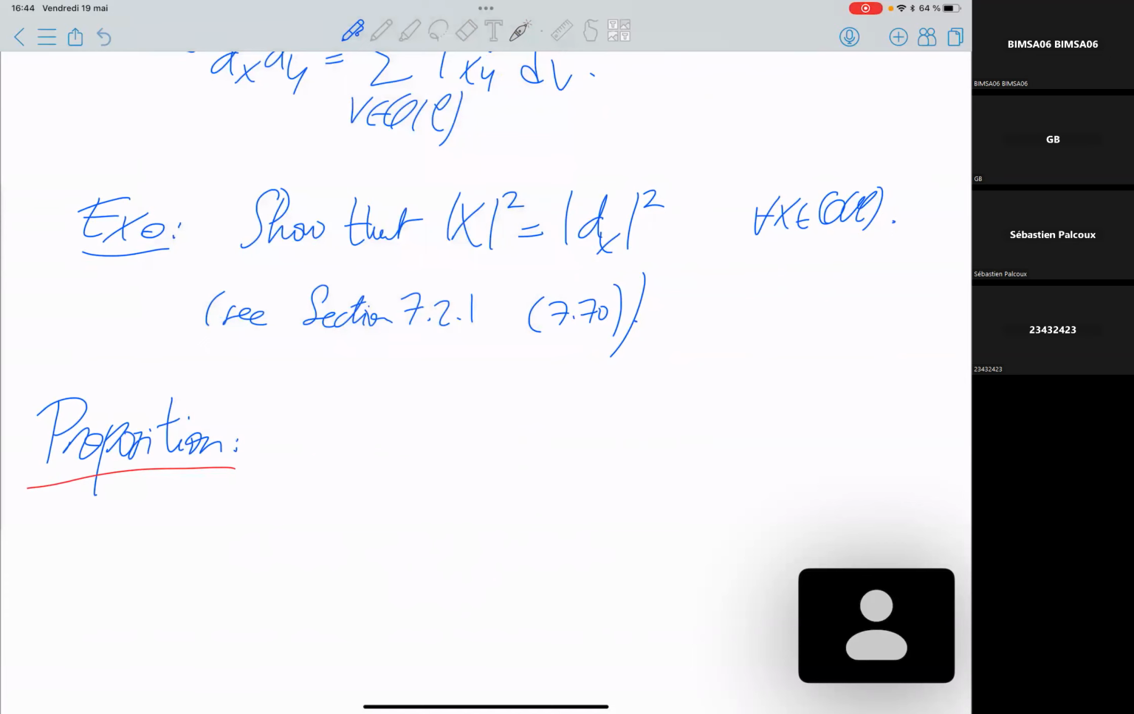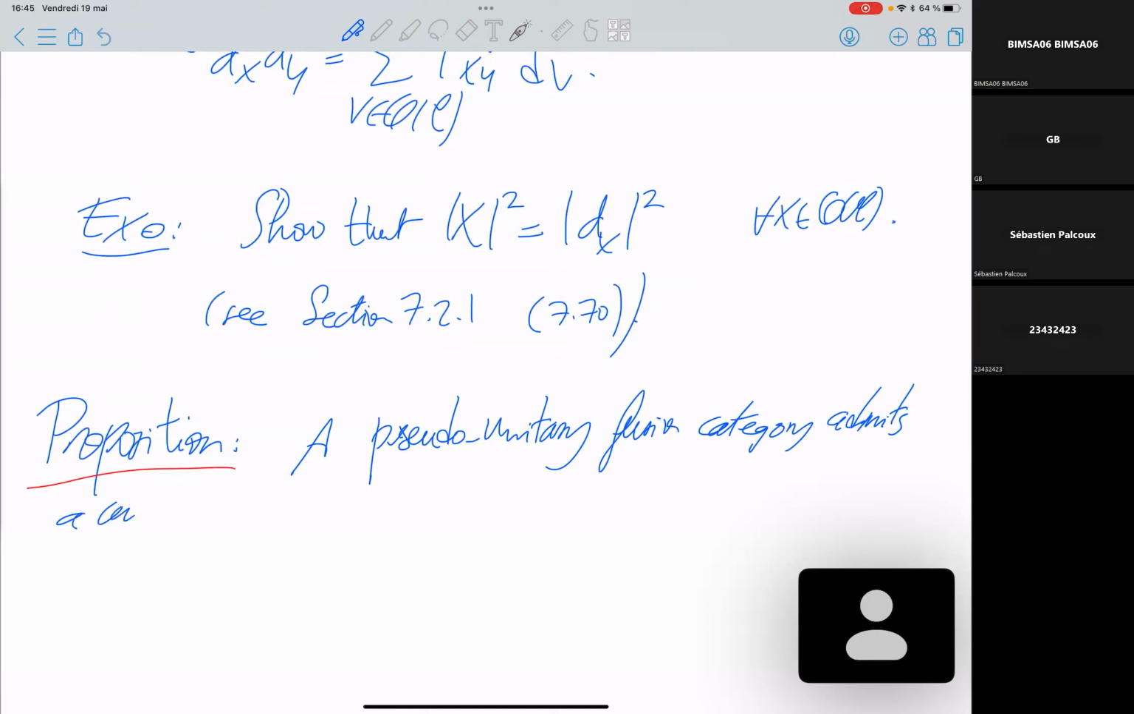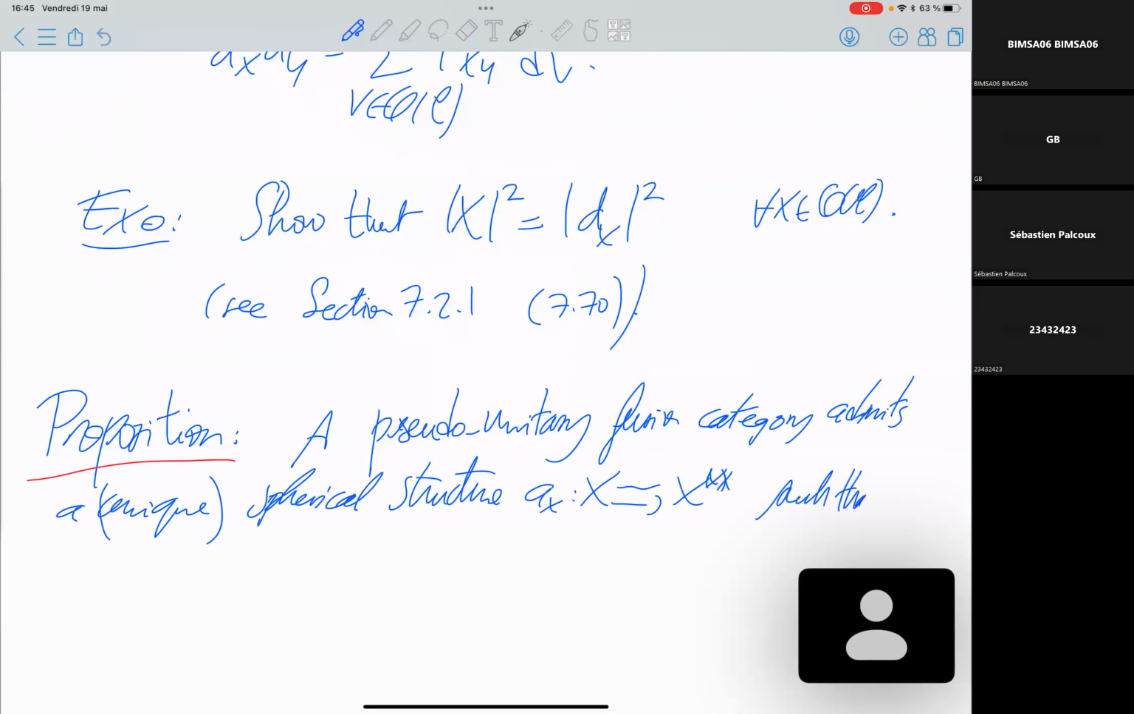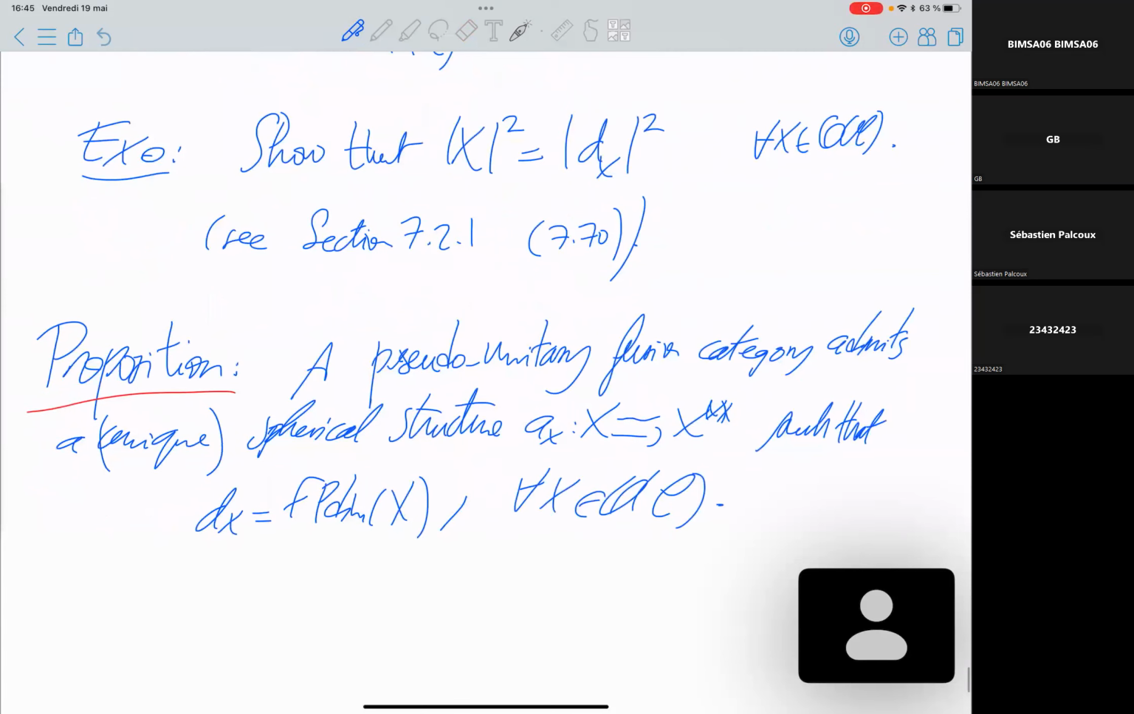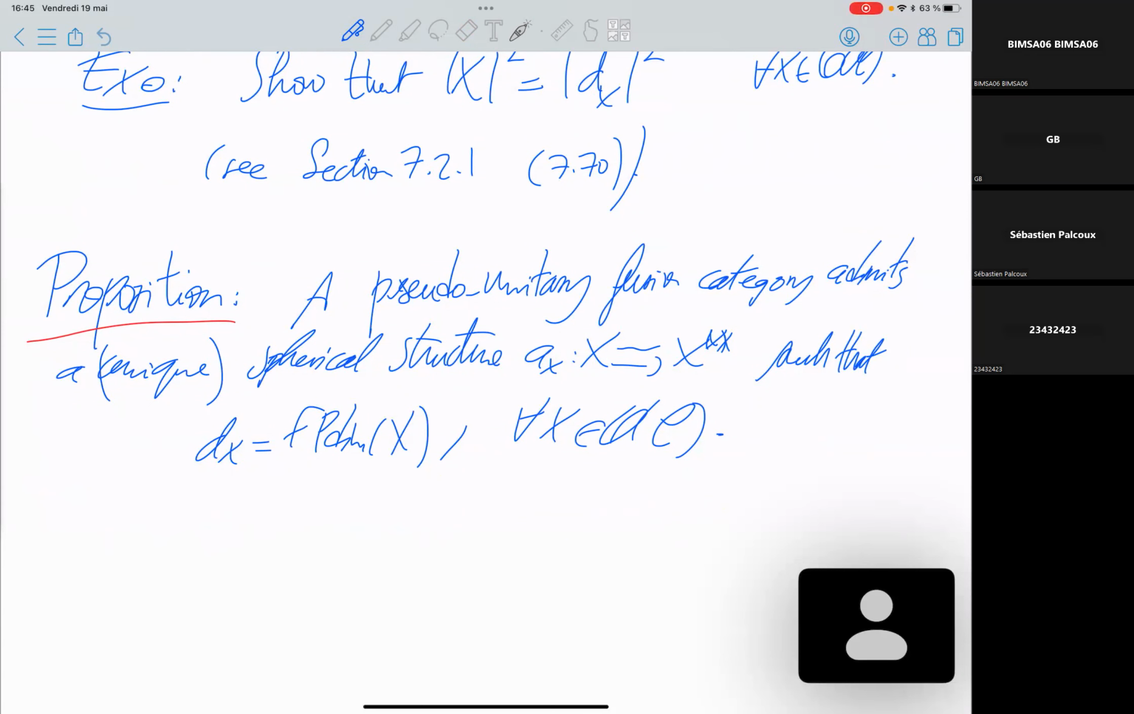Which will use the preparation before in the proof. A pseudo-unitary fusion category admits a unique, in fact I did not prove unique, spherical structure ax such that dx equals the Frobenius-Perron dimension of x for all simple objects. Okay, so this is what we want.